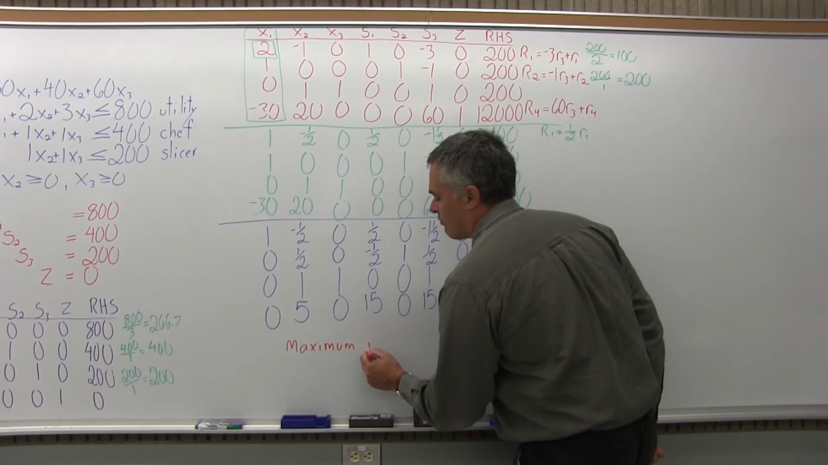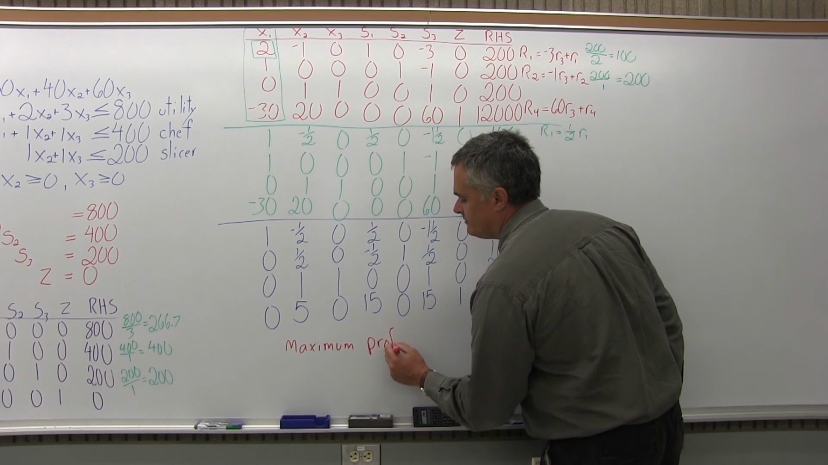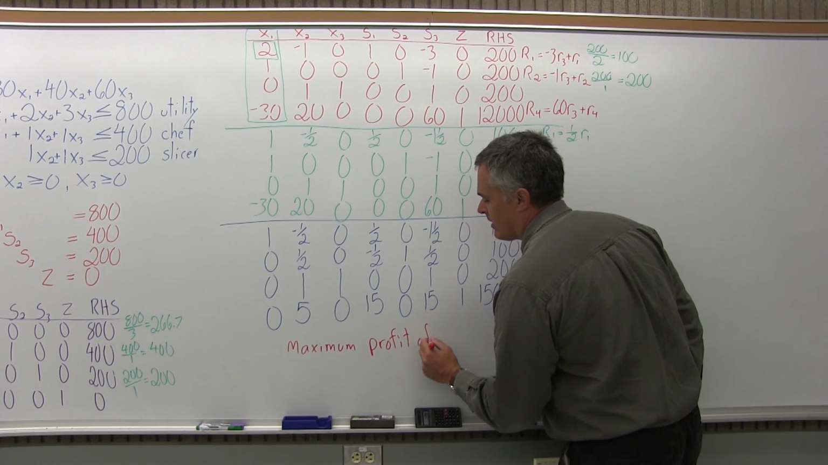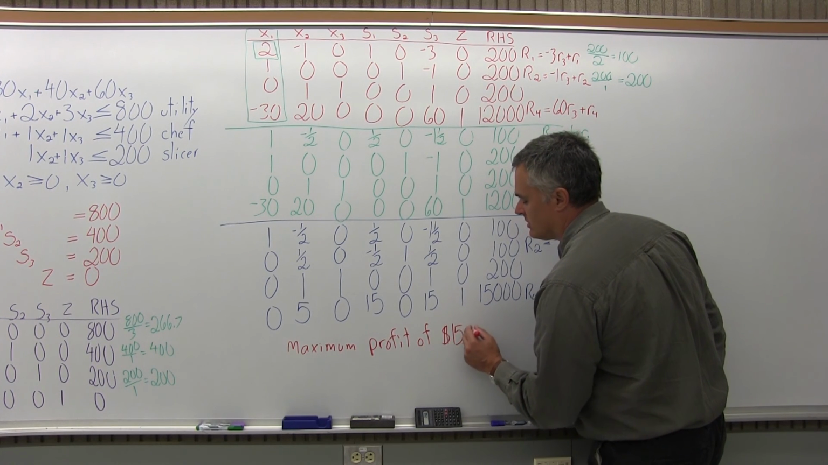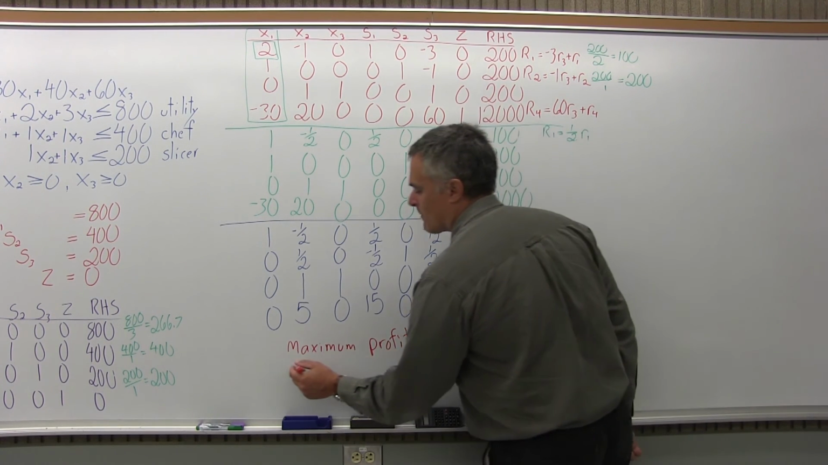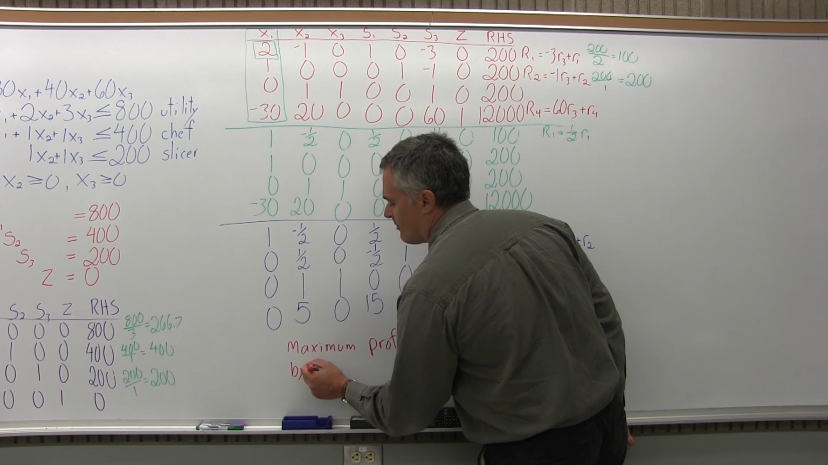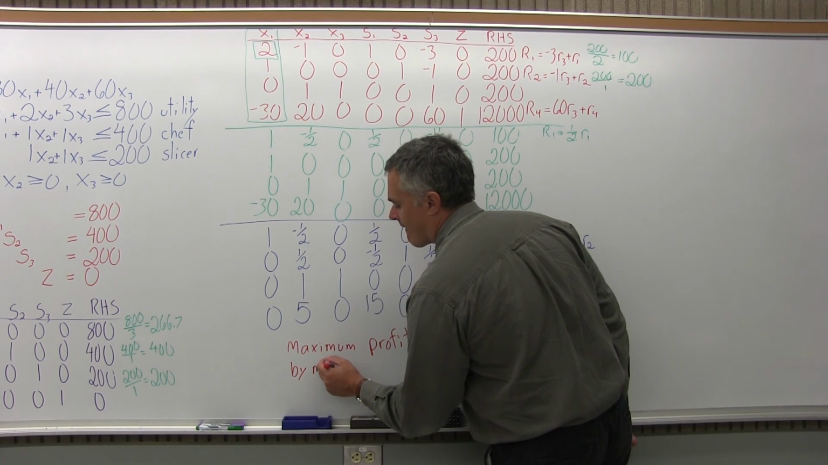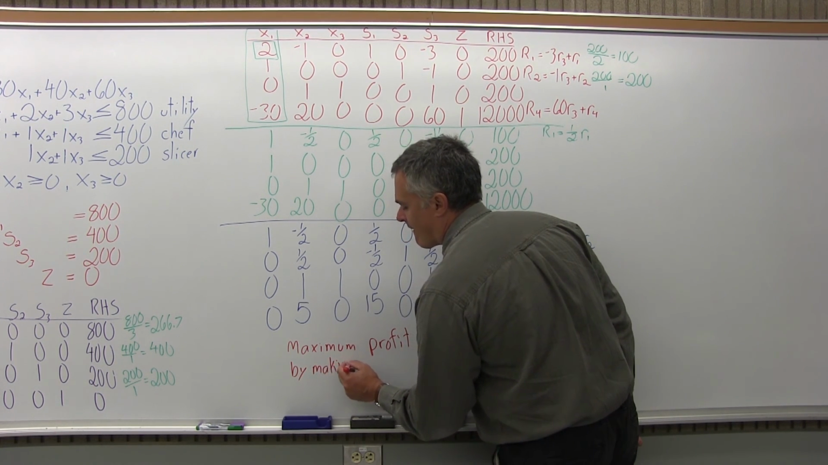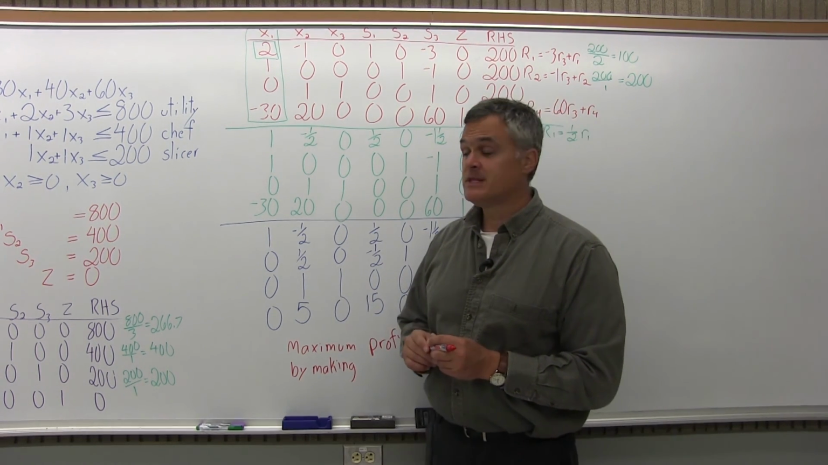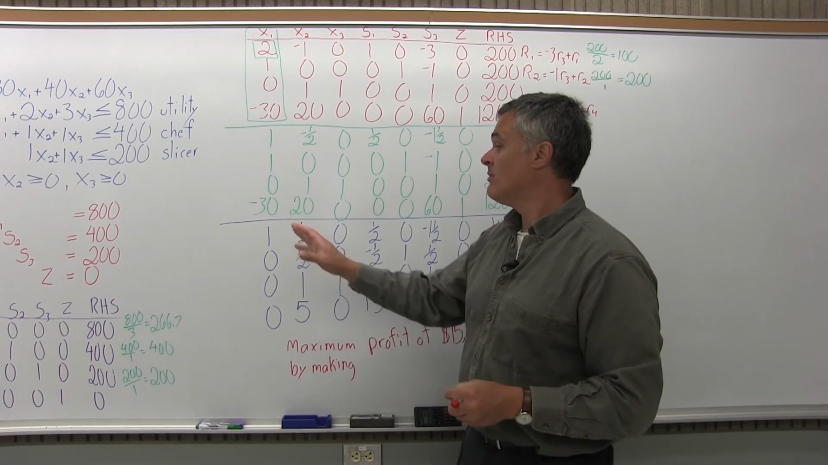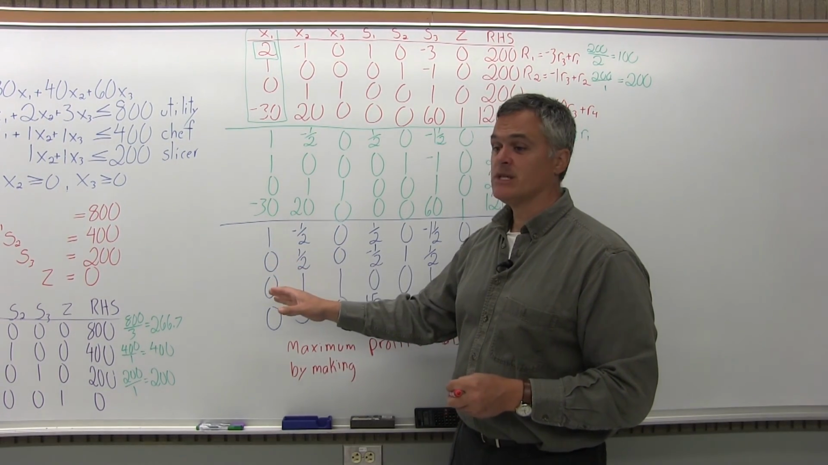maximum profit of $15,000 by making. So now, by making how many of each type of set? So the X1 column was the basic cutlery set.